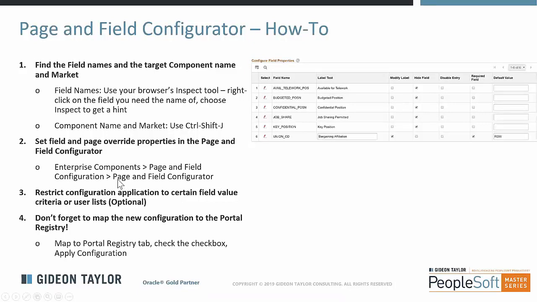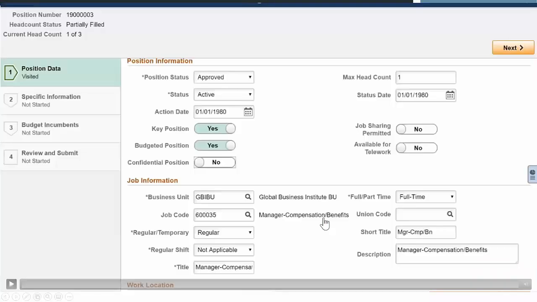Basically, if it's a config-only tool, it'll be in Enterprise Components. If there's a technical piece to it, it'll be in PeopleTools. That's a good general rule of thumb. It isn't always true, but it's a rule of thumb. And then you can restrict application, make it conditional. We'll mention that briefly. And then there is a step you want to make sure that you get, because you'll save, but then you'll still need to go to a different tab to apply the configuration to make it work. Okay, so let's walk through that.